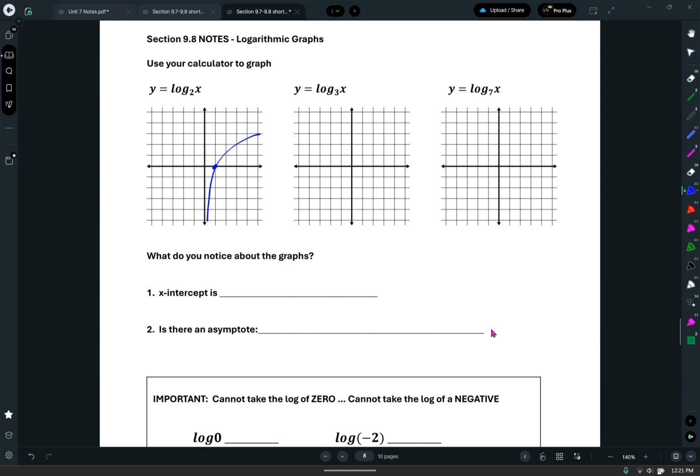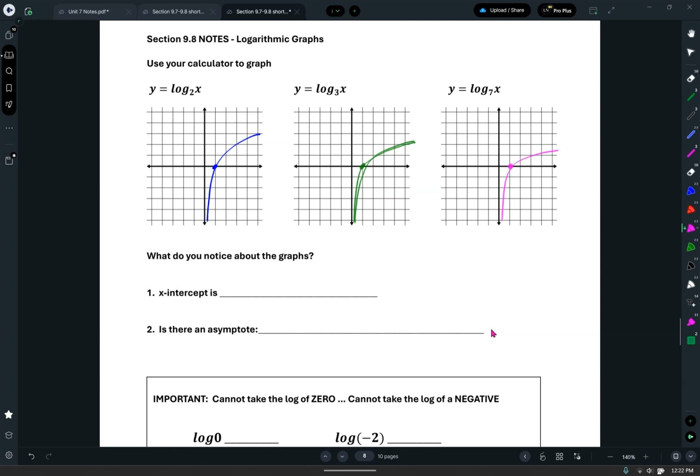Again, if I were to put this next one in my calculator, the only difference is the first one was base 2, the second one is base 3. It would still go through this point on the x-axis, and it would look something like that. Whoops, mine doesn't quite go through that point, sorry. And if I were to put the last one in, log base 7, it would still go through that point, but it would level off a lot sooner, something like that.